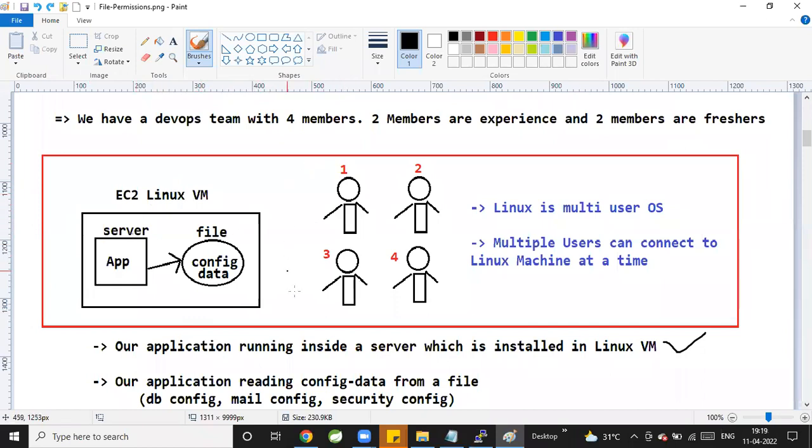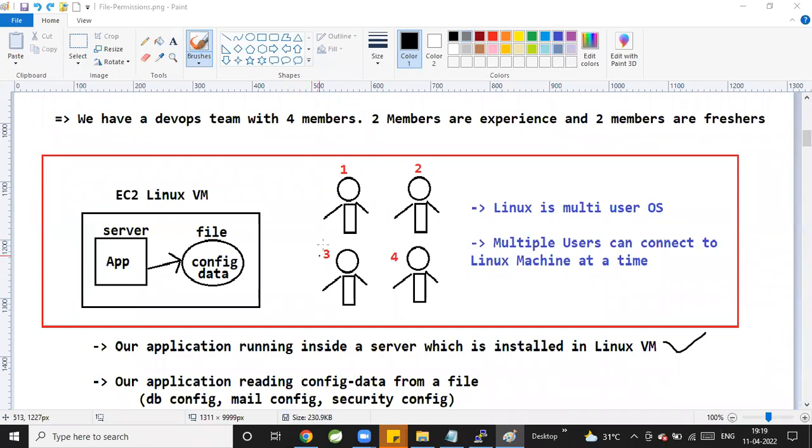Now, there are 4 people working on the same application. A 4 person DevOps team is available. They all are working on the same project. Now, can we allow everybody to modify that file? Is it a good practice to allow everybody to modify the file? It is not at all a good practice to allow everybody to modify the file.